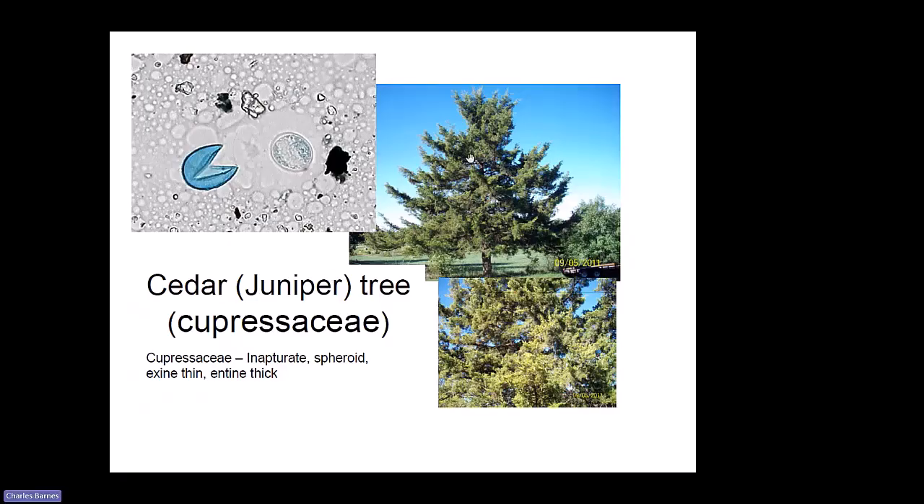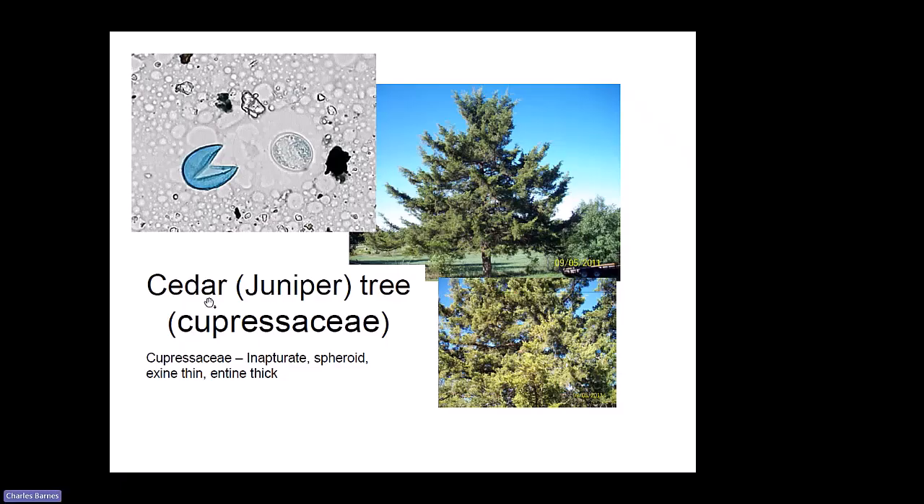The next one is cedar, and I call this the Pac-Man, because what's happened is this round pollen, under the influence of the osmotic stain that I put on it, has broken open and spilled its inside. So this is the intine, and this is the exine, or outside of the pollen, and very often the exine looks like the old Pac-Man character, so this one is a favorite one to identify.